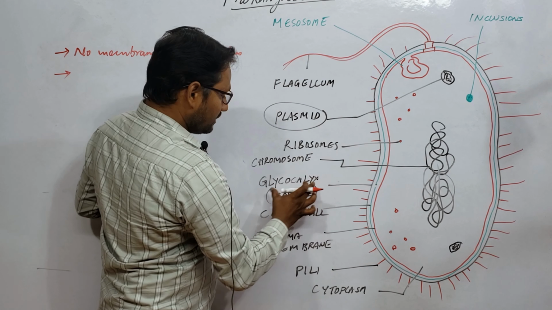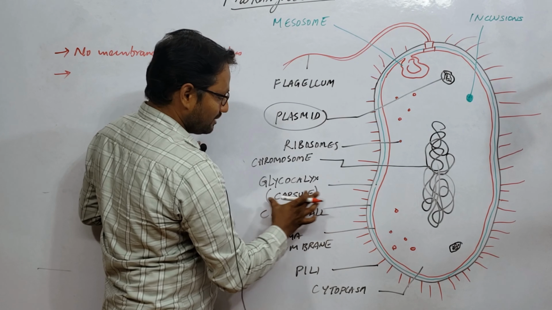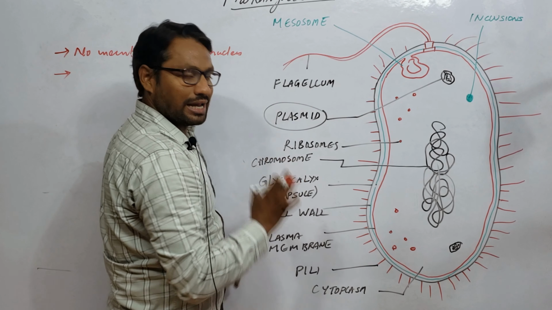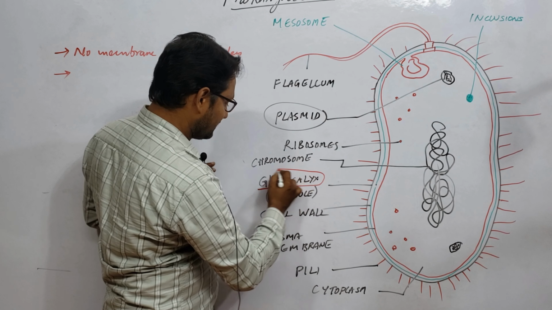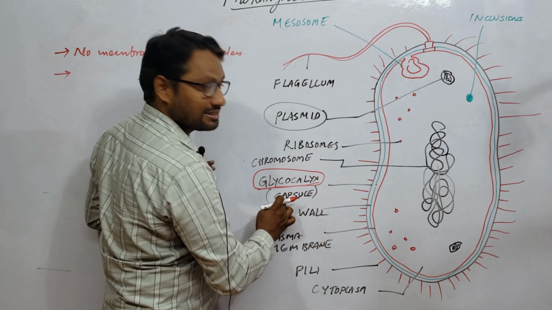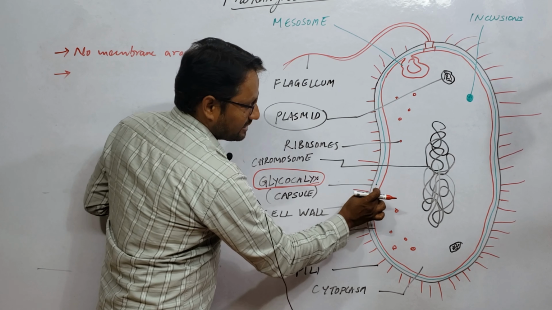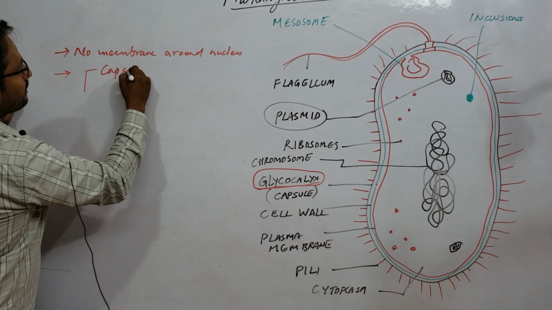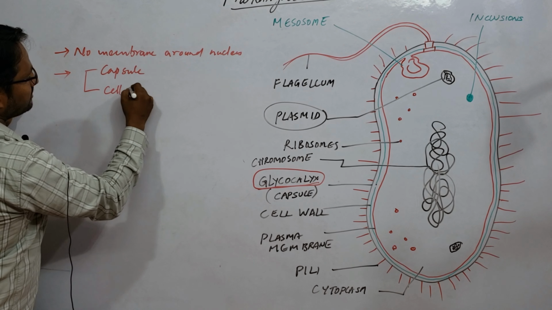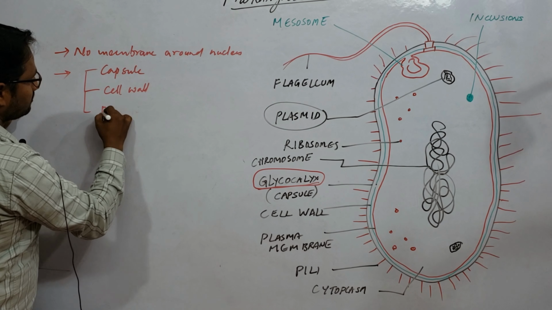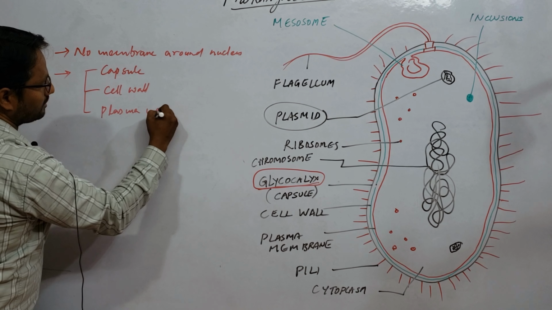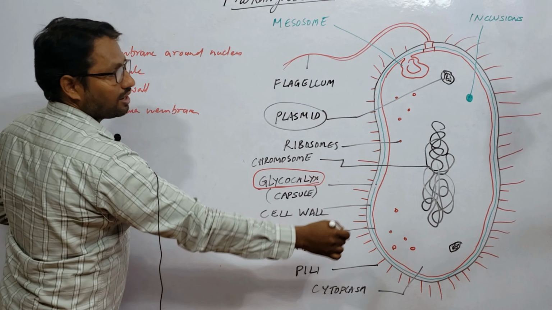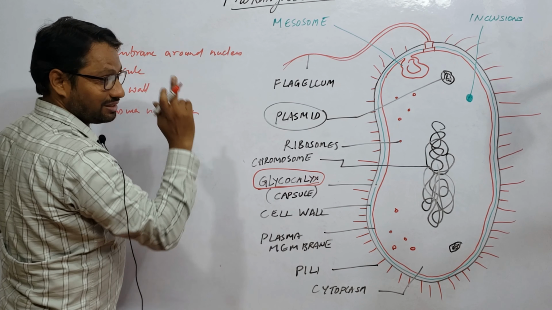This is made of a three layer structure. It has an outer layer, which is called the capsule. The other word for this is glycocalyx. When it is hard, it is called a capsule. Then we have a cell wall and then the plasma membrane. These three form the outer layer of the prokaryotes, except in mycoplasma.